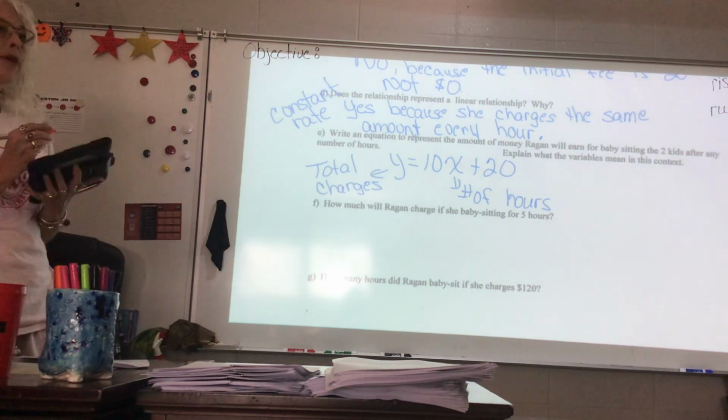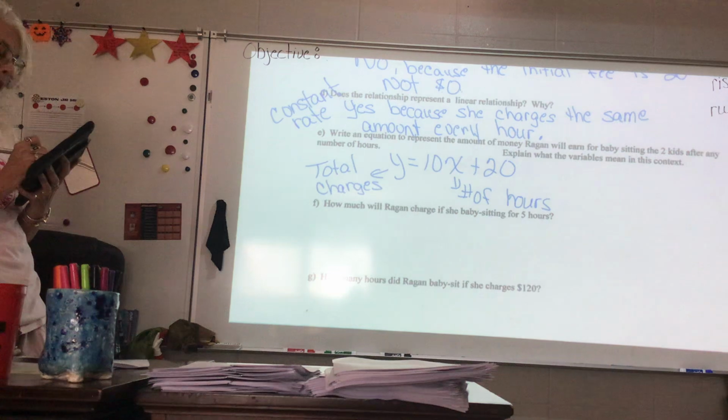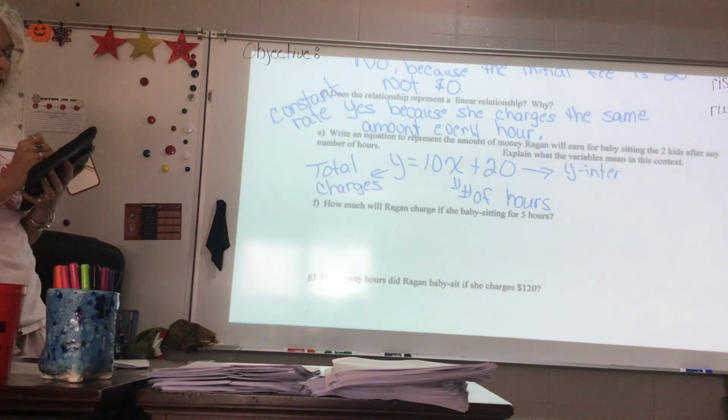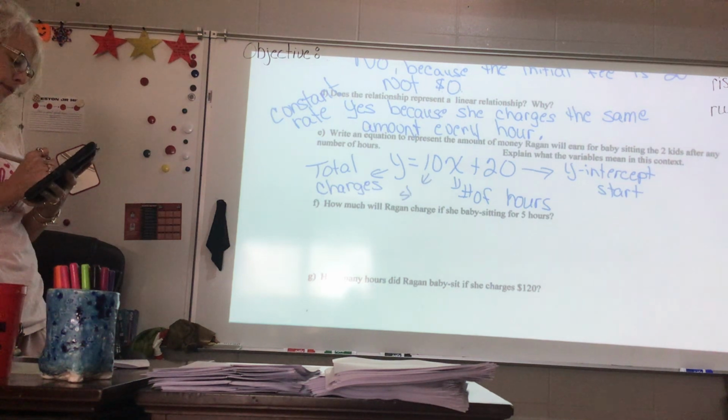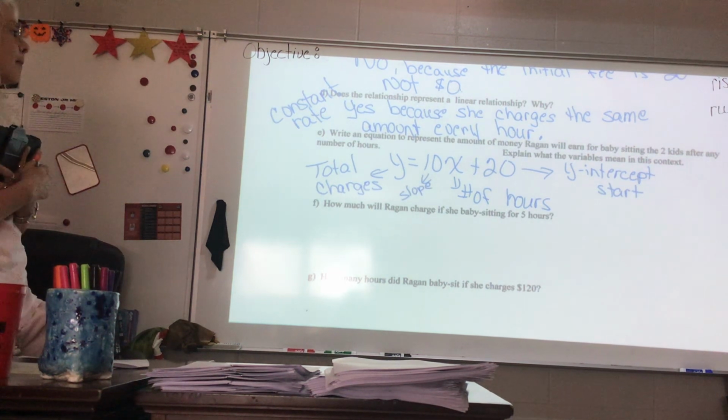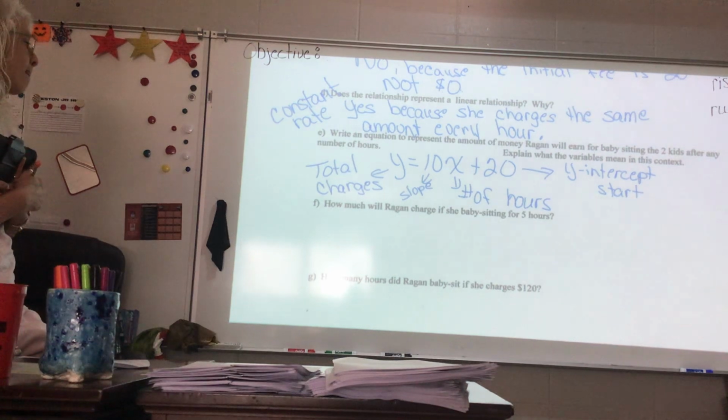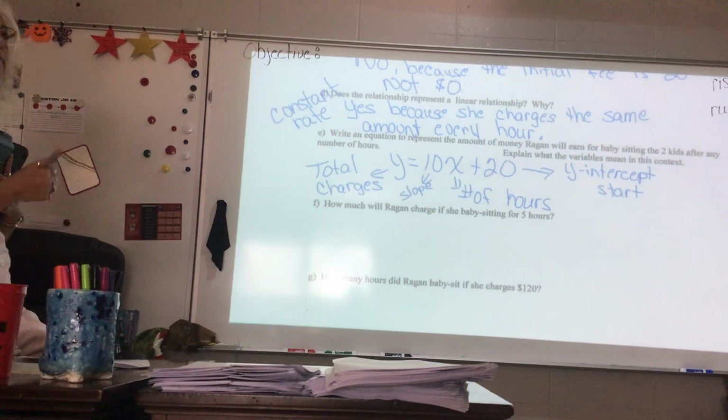And if you are having trouble writing equations, you might want to go ahead and label the 20 as your y-intercept, the start. And you might want to go ahead and label the 10 as your slope. Are we okay?